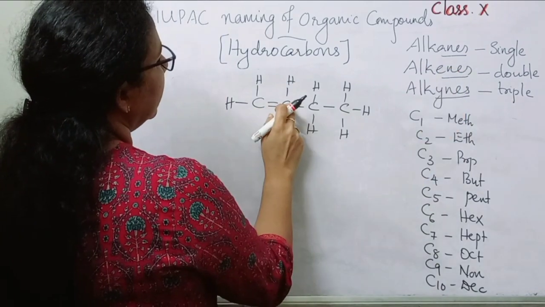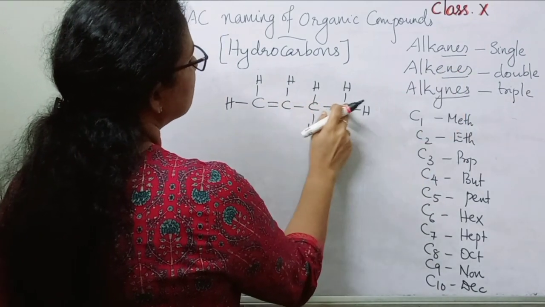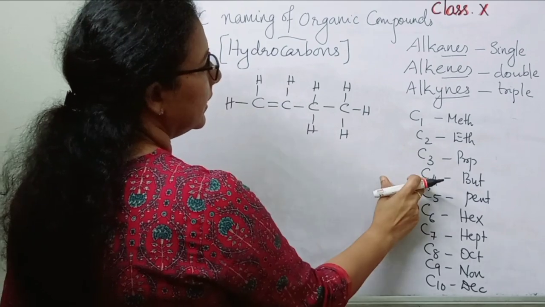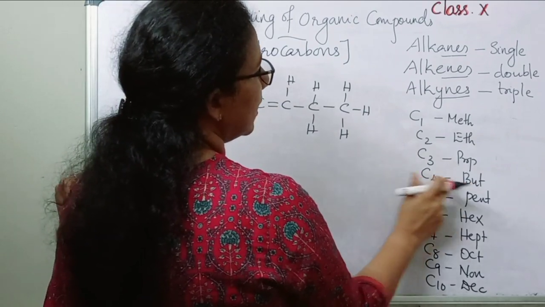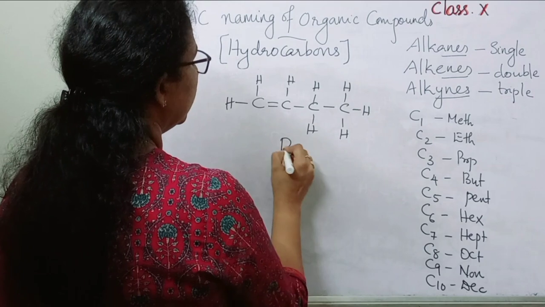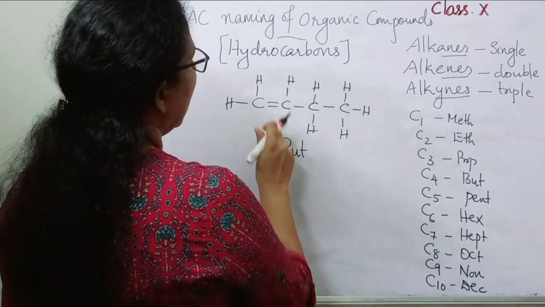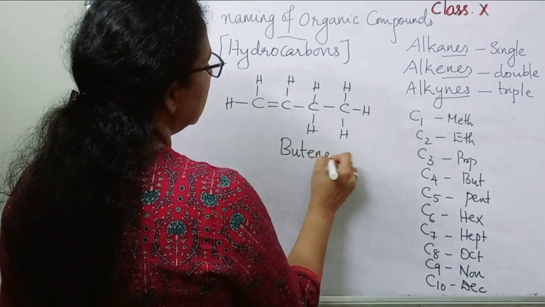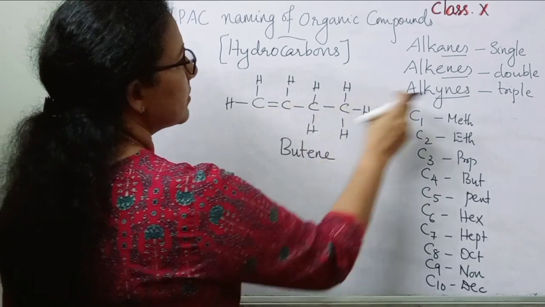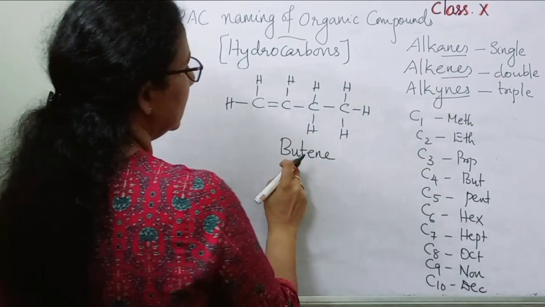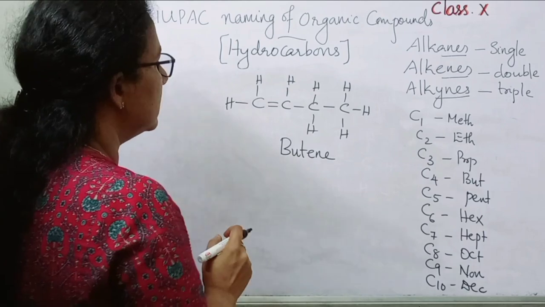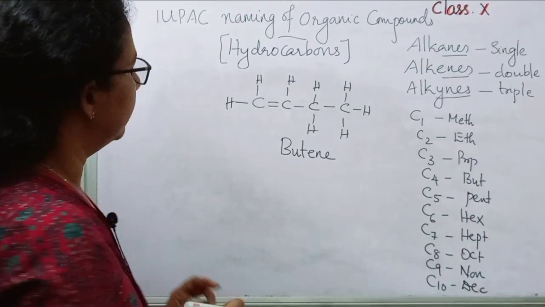And find the number of carbon atoms. 1, 2, 3. So 4 carbon atoms are there. So if 4 carbon atoms, the name starts with but. The name starts with but, and here it ends with ene since there is a double bond. So if it is a double bond, it ends with ene. So the name of this particular compound is butene.